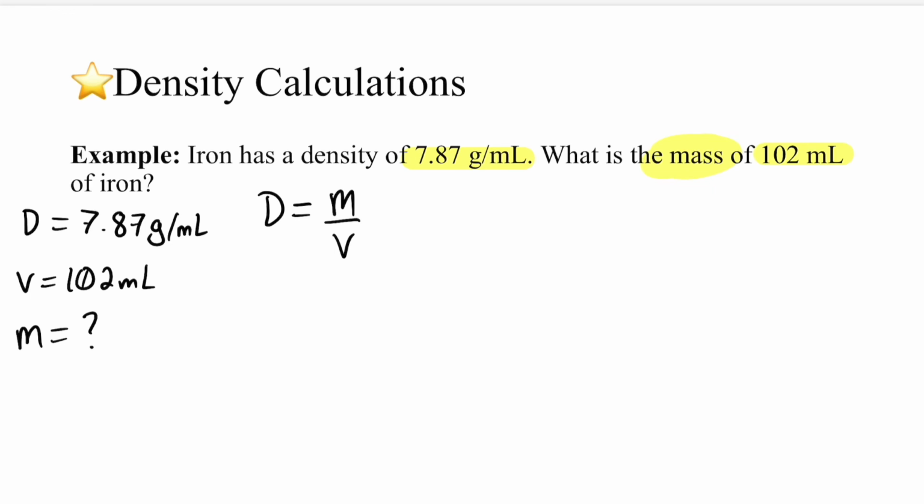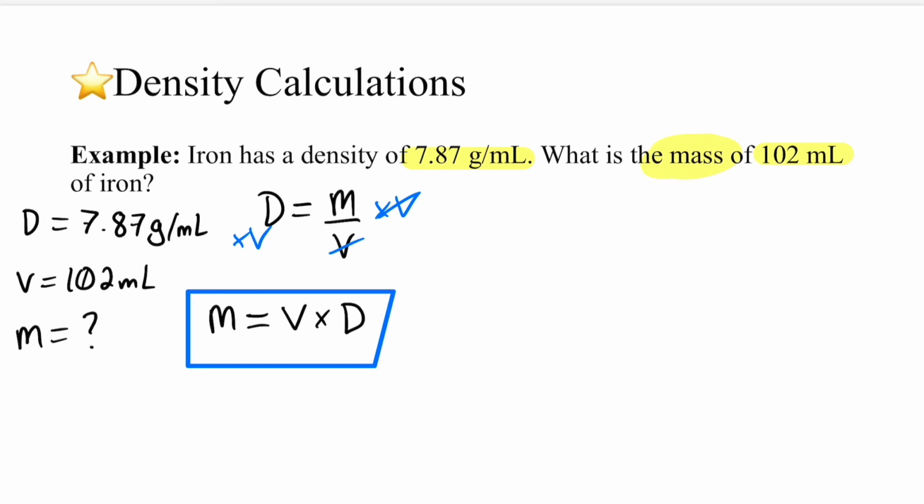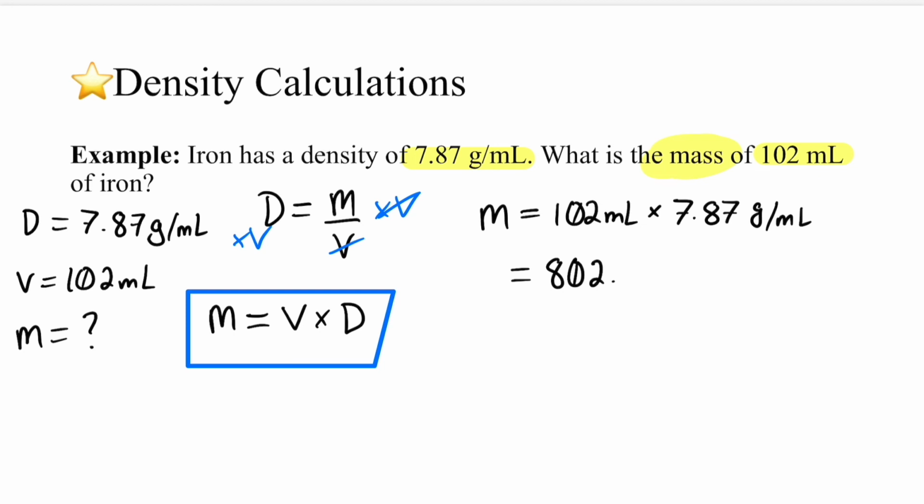To get mass by itself, I just need to multiply both sides of the equation by volume. And then I get mass is equal to volume times density. Now that my equation is rearranged, I can put my numbers in. Mass equals my 102 milliliters multiplied by 7.87 grams per milliliter. This gives me an answer of 802.74. Again, though, rounding to sig figs.